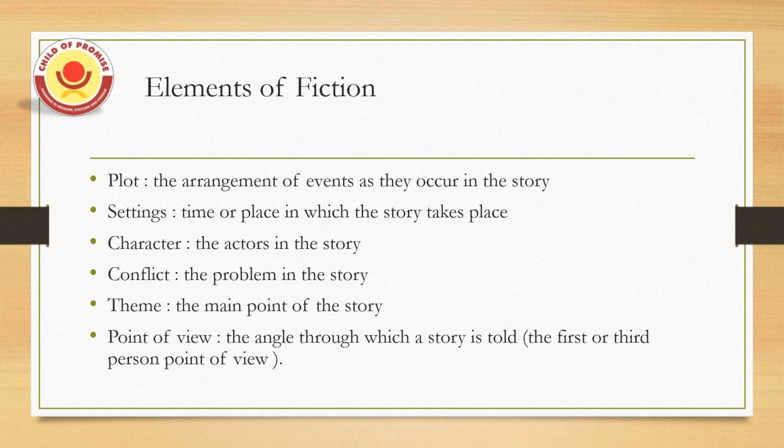Then you have point of view. This is the angle through which a story is told. You have the first or third person point of view. Now the first person point of view is where the writer will put the story in this form: I was lying on my bed and then mommy walked into the room. Okay, the person writes the story as if he's talking about himself, as if he's the person in that story. I walked over to him, I did this, I did that. So that is the first person point of view.